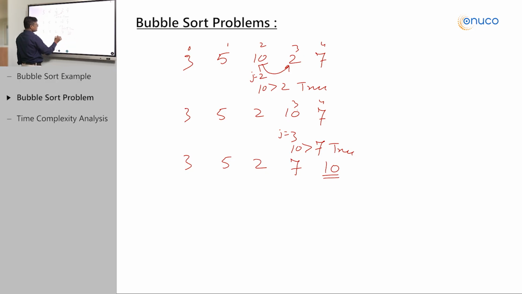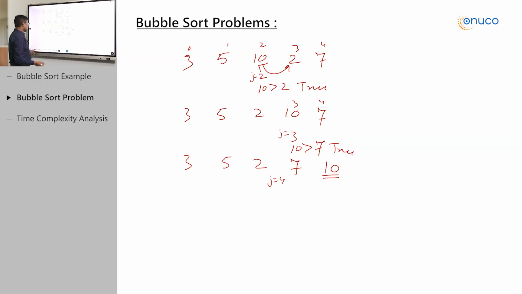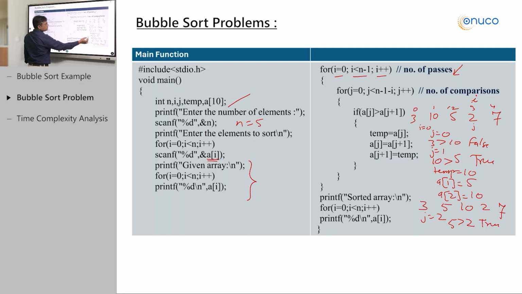Now what will happen? j is equal to 4. If j is equal to 4, then the condition fails. Right? In the algorithm you have written the condition j less than n minus 1 minus i. So 4 is not less than 4. Hence the condition is false. Hence all these iterations were for i is equal to 0. So i is equal to 0 is done.